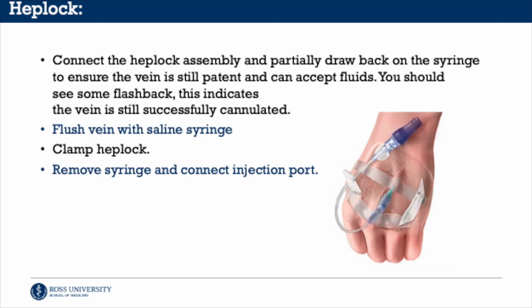For the hep lock, we're going to connect the hep lock assembly and partially draw back on the syringe to ensure that the vein is still patent and can accept fluids. You should see some flashback, which would indicate that the vein is still successfully cannulated. Flush the vein with the saline syringe, clamp the hep lock, and then remove the syringe and connect the injection port.